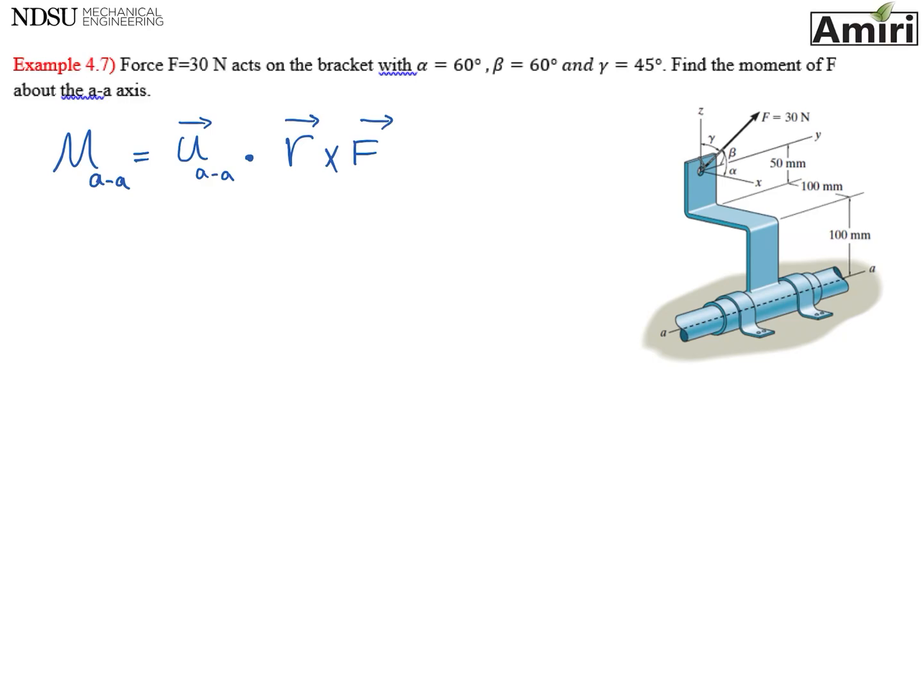F is my force, position vector is from any point on that axis to the line of action of my force F. Based on the information that I see, there's no point on axis AA that I have information for. So I'm going to take a point that is in the same line and in the same plane as that point, and let's call that point A. Let's call this point O. These two are in the same plane, and let's call this dotted line my ROA.